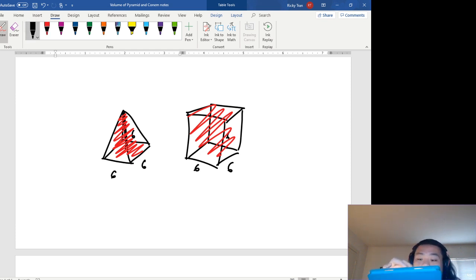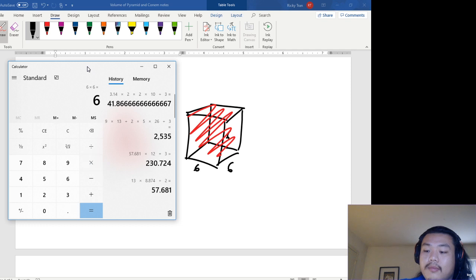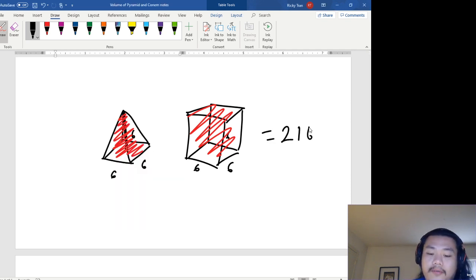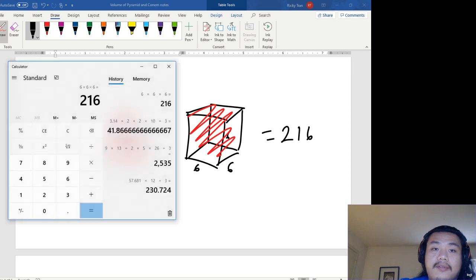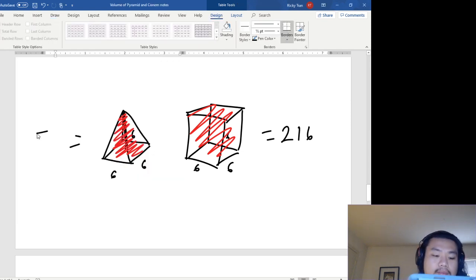So again, if this was 6 times 6 times 6, that's 216 for the volume, and then the volume for this would be just that divided by 3, which is 72. And that's just how it works. I can't really explain it past that. That's just how prisms work. I would show you if we were in an actual physical classroom, but I can't. So I'm sorry, but you're just gonna have to trust me or find videos on how that works.